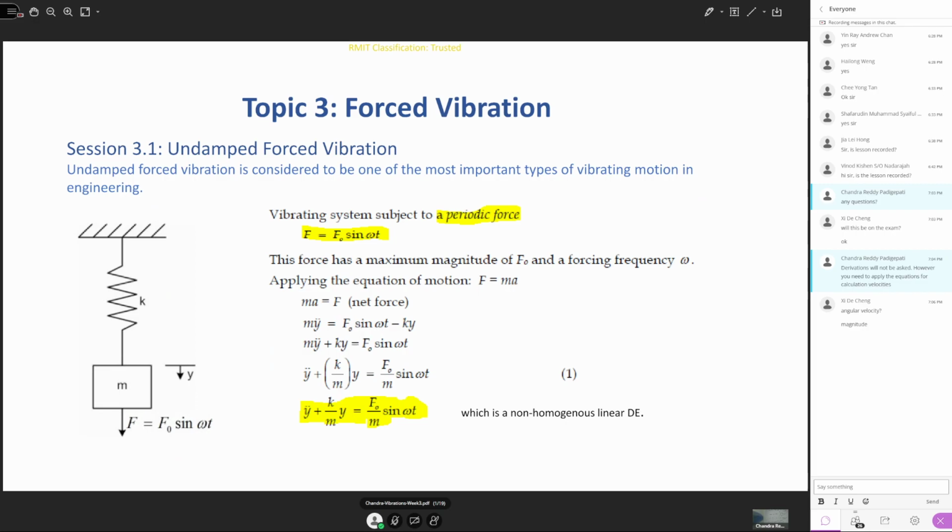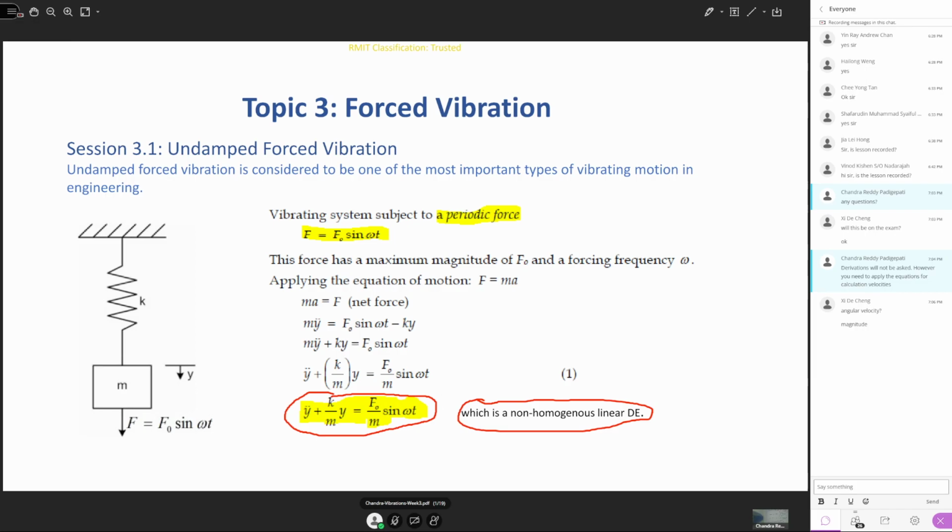Okay. So finally, the equation of motion, I just clear all this. You can write it as y double dash plus k by m into y is equal to F naught over m into sine omega t. So this equation is a non-homogeneous linear differential equation. Why is it non-homogeneous? Because the right-hand side is not zero.